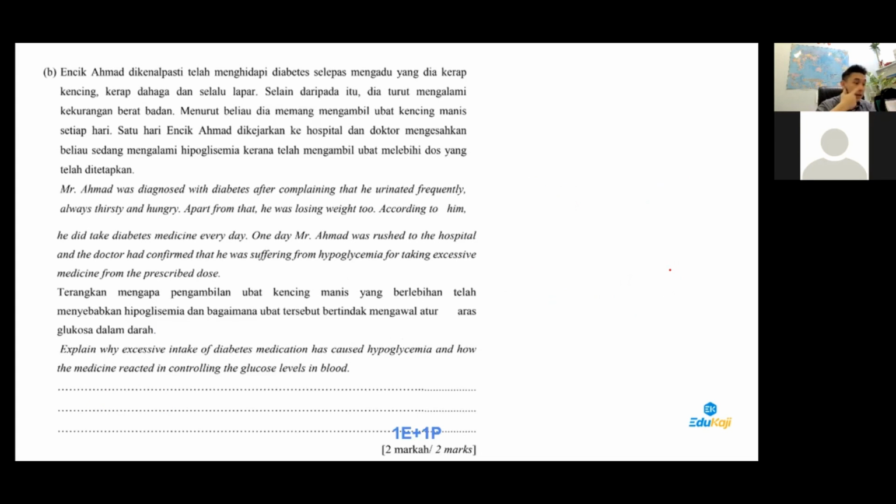Wow, this is a very long question. Mr. Ahmad was diagnosed with diabetes. Actually, guys, please add in diabetes mellitus, because in our syllabus, we learn 2 types of diabetes: diabetes mellitus and diabetes insipidus. So we have to be a bit specific. He takes diabetes medicine every day. One day he was rushed to the hospital because he took excessive medicine. Explain why excessive intake of this medicine causes hypoglycemia. Guys, this is more of a KBAT question.